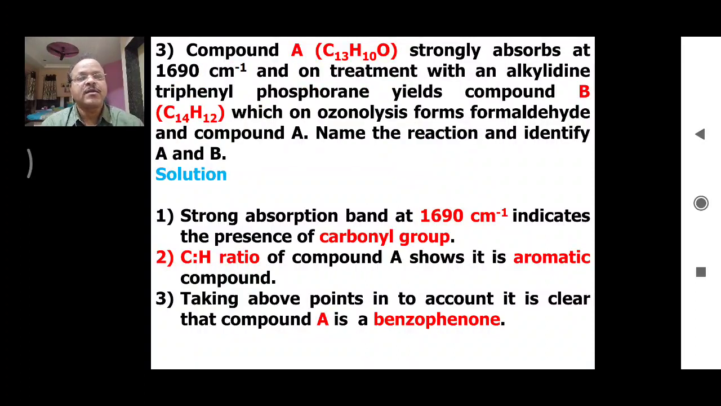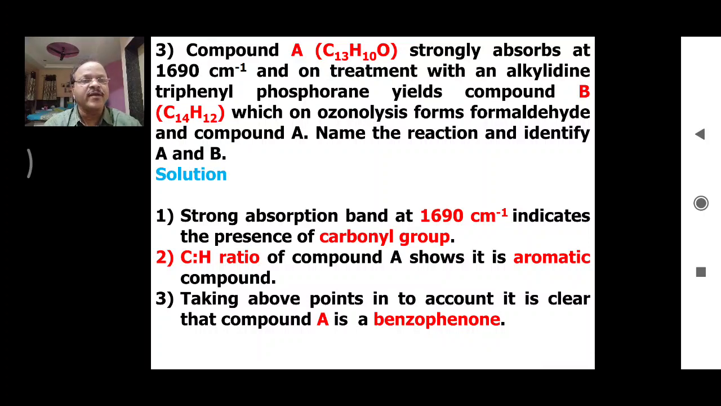Now let's discuss the last problem. Compound A having molecular formula C13H10O strongly absorbs at 1690 inverse centimeter, and on treatment with an alkylidene triphenyl phosphorane yields compound B having molecular formula C14H12, which on ozonolysis forms formaldehyde and compound A. Name the reaction and identify A and B. So this is the problem.